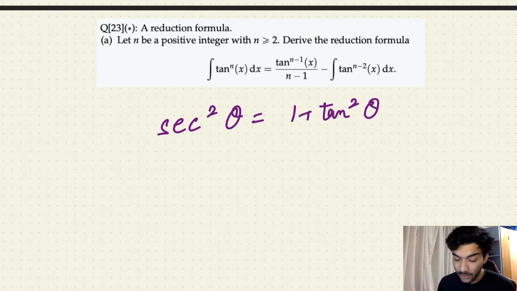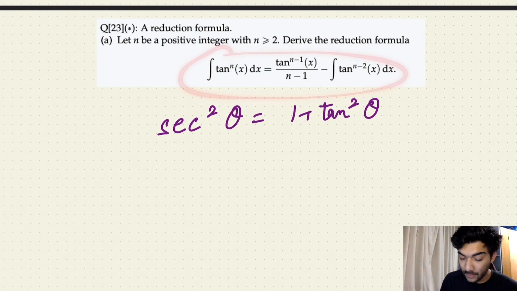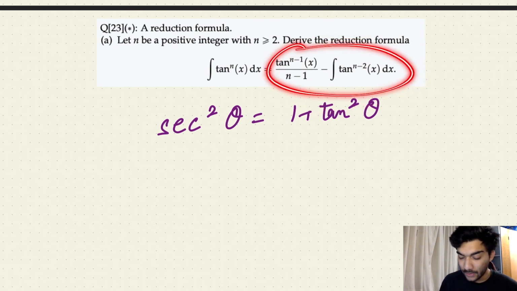If you have a definite integral, you'll calculate the indefinite integral first and then plug in the endpoints in your indefinite integral, right? So now in this question, we have to prove this expression over here. We have to solve for the integral of tan to the power n x so that it looks like this form over here on the right hand side.